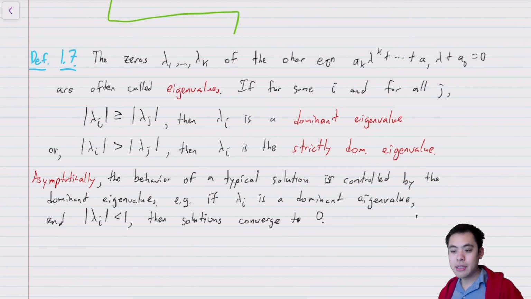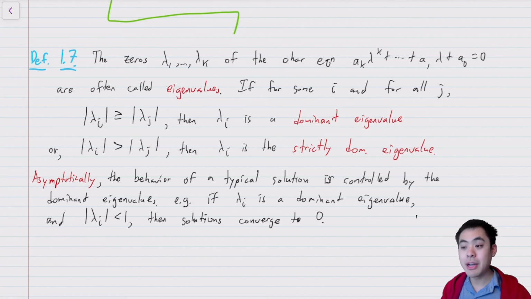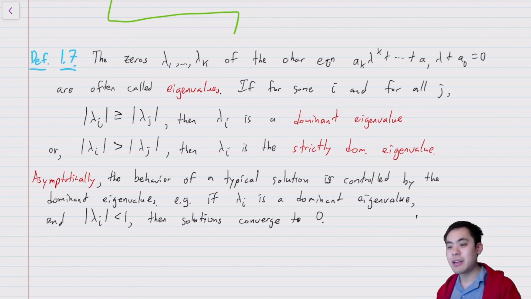So that ends this part of the video. Next time we will be talking about first-order linear systems, and this will explain why we keep on using this eigenvalue terminology, because it turns out there is a matrix whose characteristic polynomial is exactly the characteristic polynomial of these higher-order linear difference equations or linear ODEs.